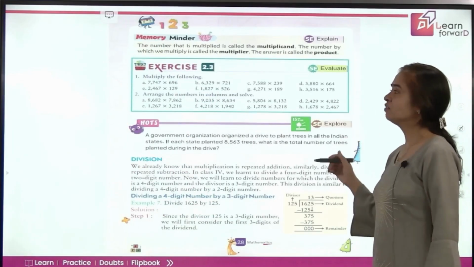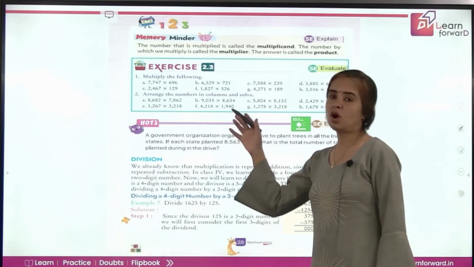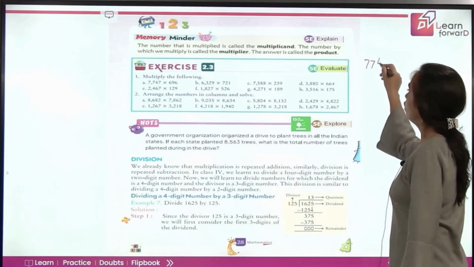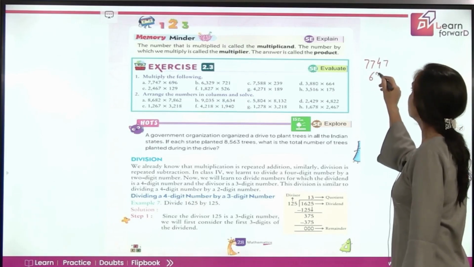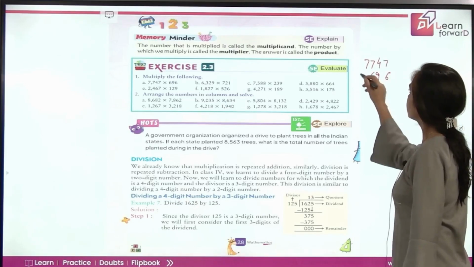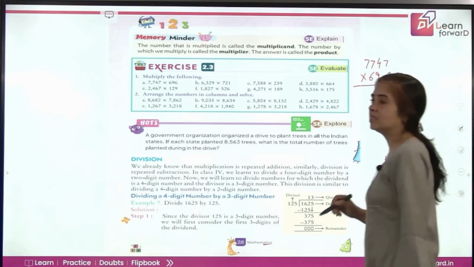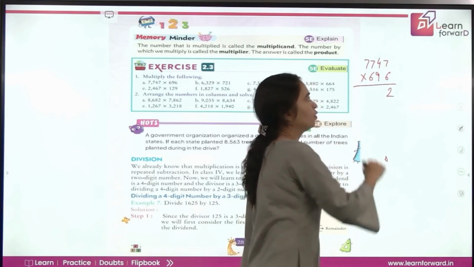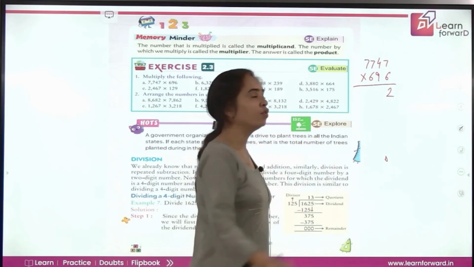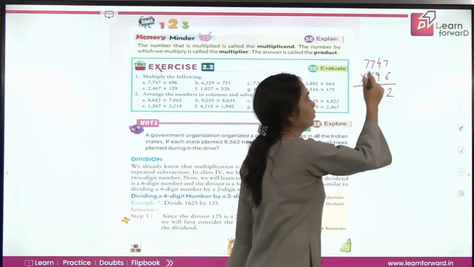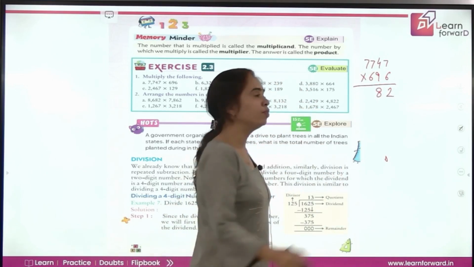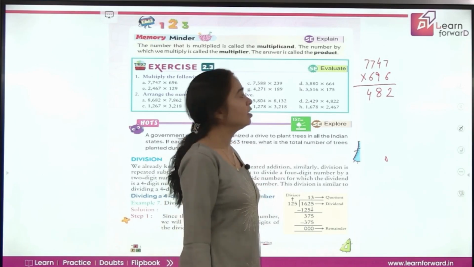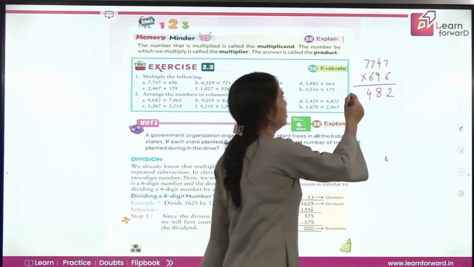So, here you have some questions on multiplication. Let's do one. 7,747 multiplied by 696. So let's multiply by 6 simply. 6 sevens are 42. Carry 4. 6 fours are 24 plus 4, 28. Carry 2. 6 sevens are 42 plus 2, 44. Again 6 sevens are 42 plus 4, 46.